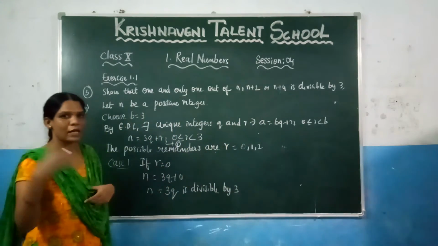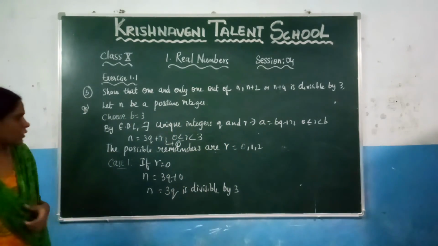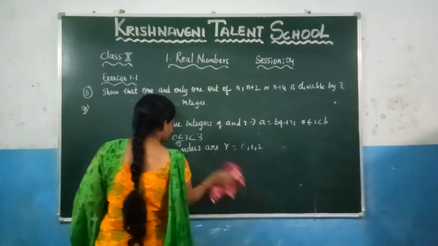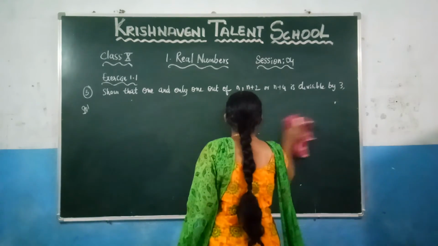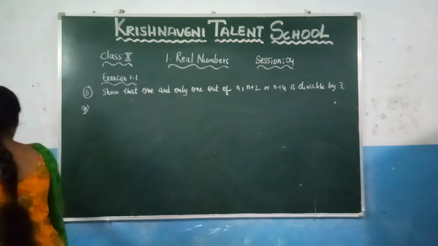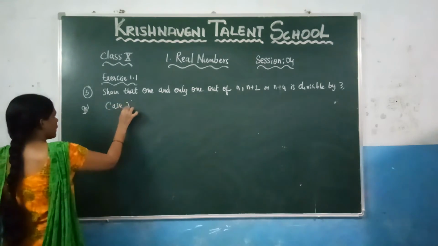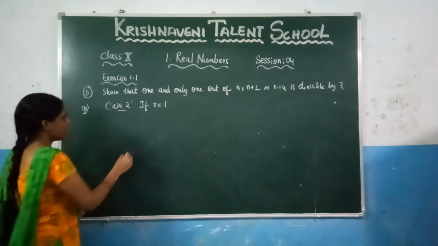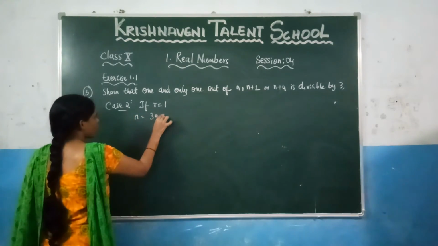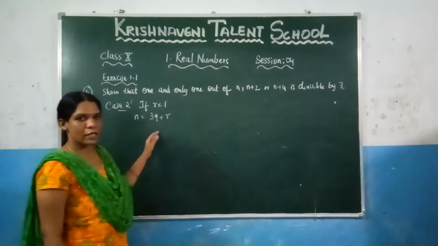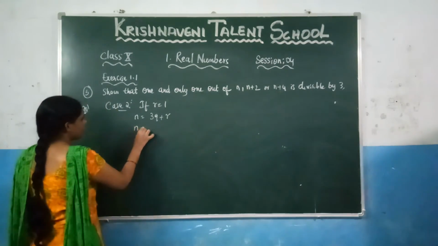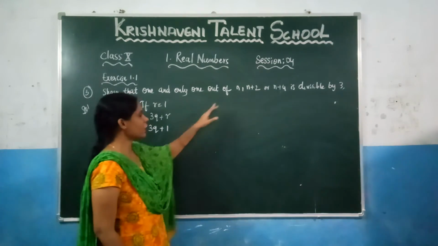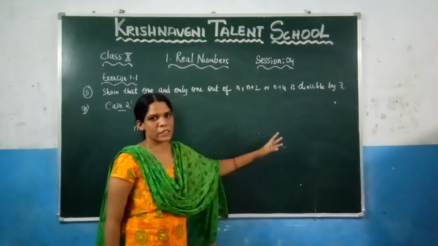So let us go for the other case, which is r is equal to 1. So here let us write it. The next one, which is case 2, if r is equal to 1. So what is the first equation we have written, which is nothing but n is equal to 3q plus r. Now in place of r just substitute 1, so that you will get n is equal to 3q plus 1. So what we need to prove here? We need to prove here n plus 2 or n plus 4 is divisible by 3.